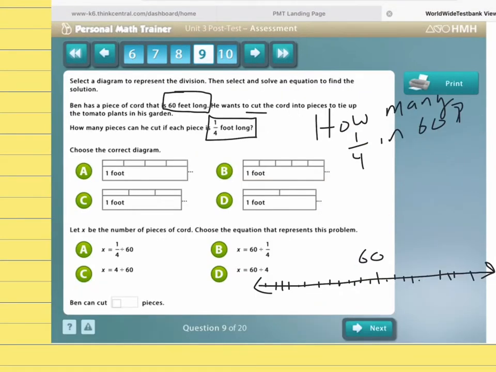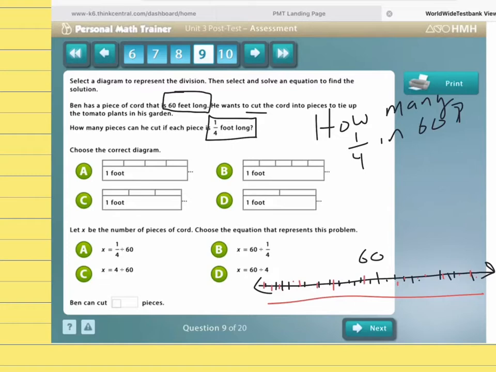So which diagram represents this division problem? Ben has a piece of cord that's 60 feet long, so I've drawn the cord right here, and he wants to cut the cord into pieces to tie up a tomato plant. How many pieces can he cut if each piece is 1/4 foot? So what I've done is I've taken 60 and I've just kind of drawn a quick model here. Each line represents a 1/4 foot, so there's a lot.